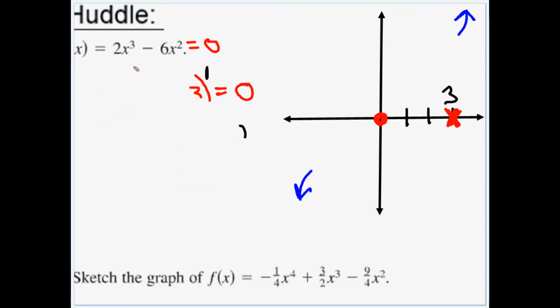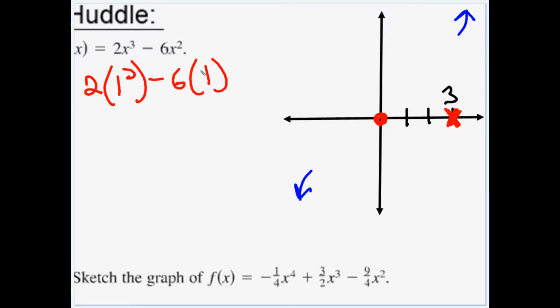All right, an easy point. Let's maybe try a 1 and a negative 1. If we put 1 in there, 2 times 1 to the third, minus 6 times 1 squared is... So that's just 2 minus 6, or negative 4. So if we go over to 1, we would go down 1, 2, 3, down to negative 4. And that makes sense. Looks like we're going to complete the graph this way.